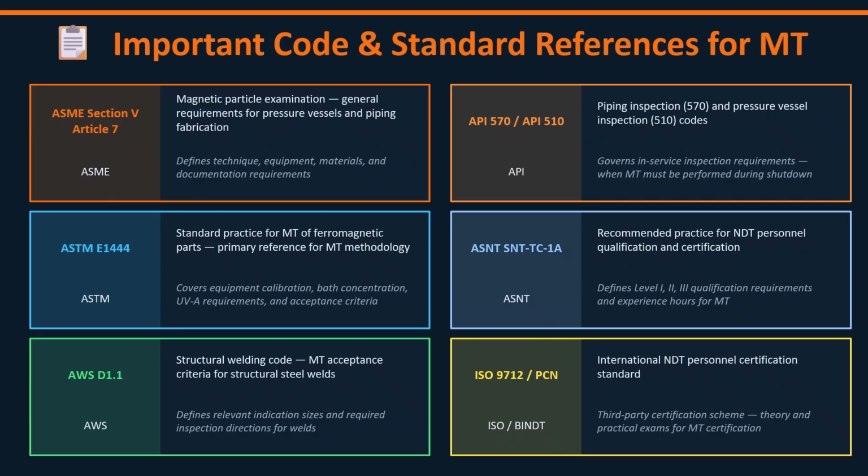The inspector's responsibility is to know which document controls which part of the inspection: personnel qualification, examination method, equipment and process control, or acceptance criteria. That separation is essential for technically defensible reports.